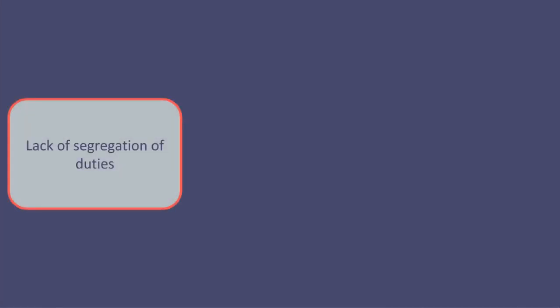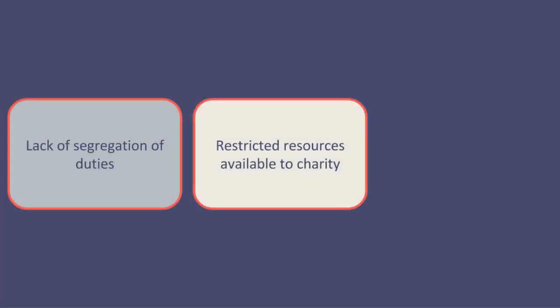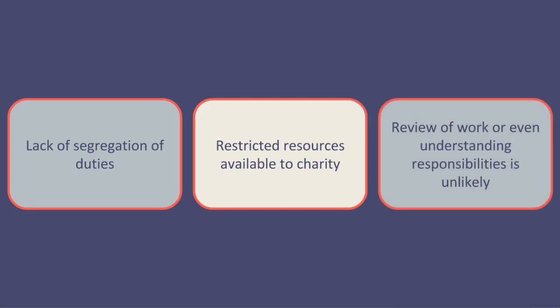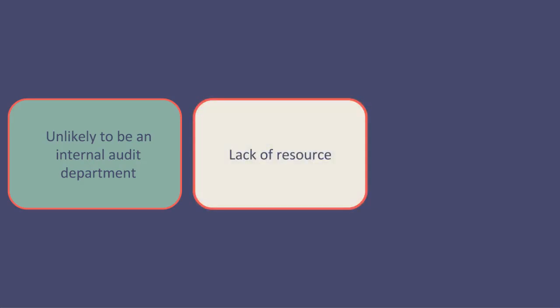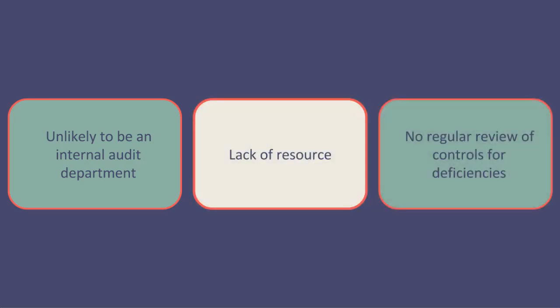There would be a lack of segregation of duties. This would be mainly due to restricted resources available to the charity. There is therefore a risk of misstatements as review of work or even an understanding of responsibilities is unlikely. Due to the lack of organisational structure, it is unlikely to be an internal audit department. This lack of resource means the charity will not be reviewing control systems for deficiencies and looking at ways to improve the way they operate.